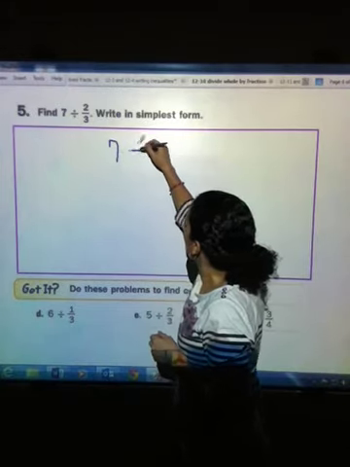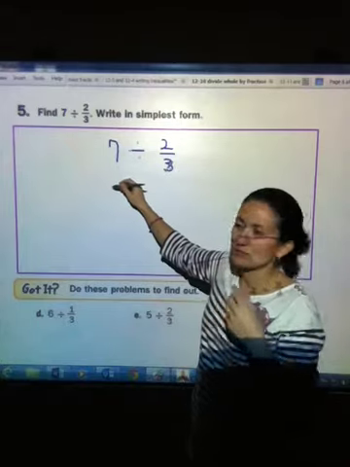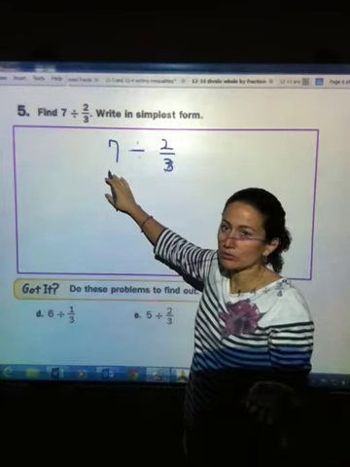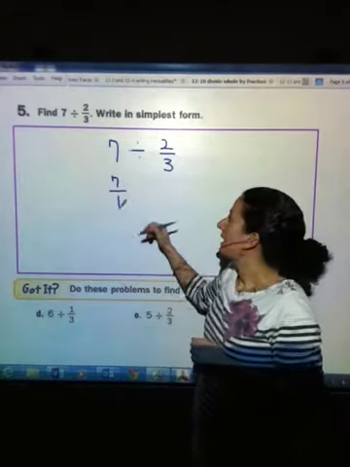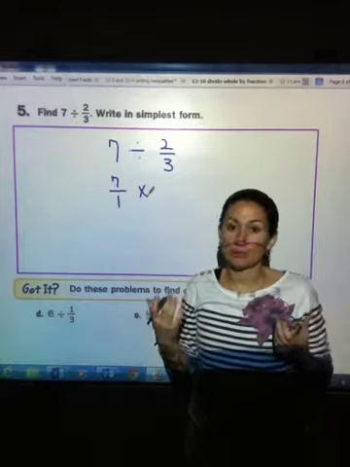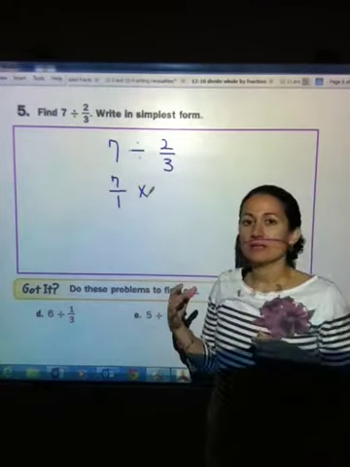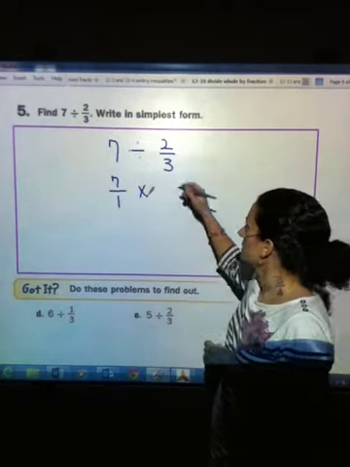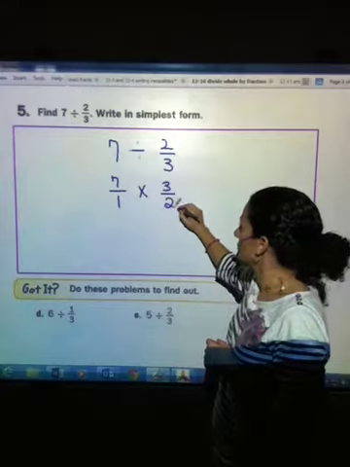7 divided by 2/3. So the first thing I do is write the first number. If it's a whole number, I write it as an improper fraction, 7 over 1. I change the division problem to a multiplication problem. You never really divide fractions. You change them to multiplication, and you flip the second fraction. So 2/3 becomes 3 over 2.